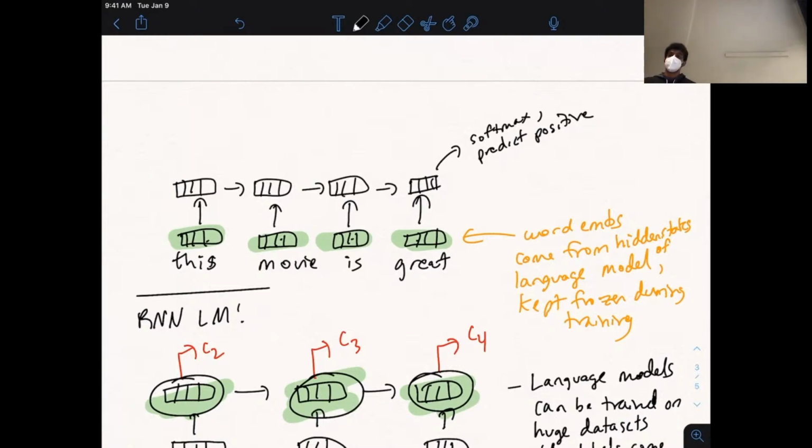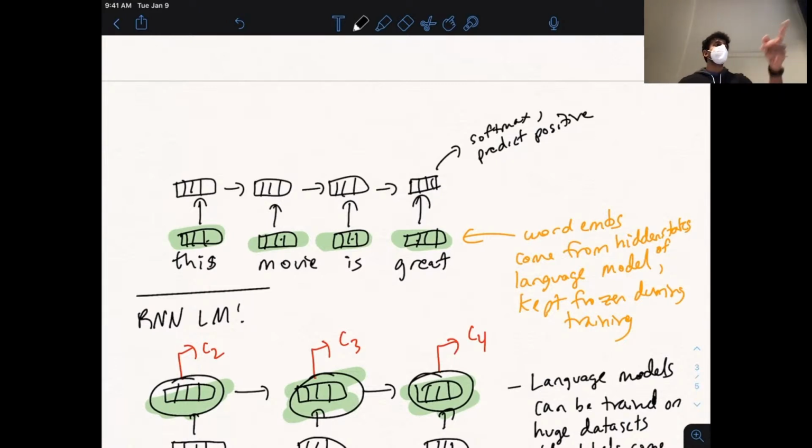Do you have a question? So when you say frozen, do you mean C1, C2, C3 will never be a parameter of this one? Yes, that's a great question for clarification. So when I say these are frozen and they're kept frozen during training, I mean that there is no C1, C2, C3, C4 as part of the model parameters anymore. Those are replaced with something that's learned from a language model. So they are not parameters in this higher level sentiment model.